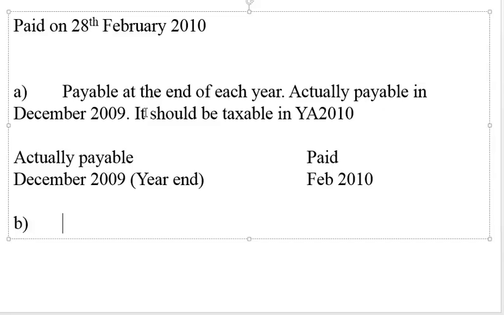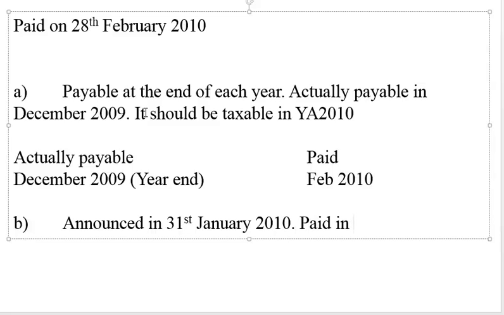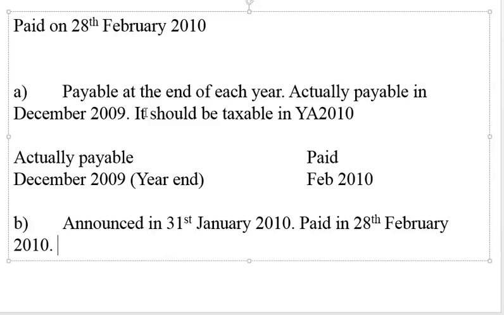What about the second one? The second one says announced. It was announced on 31st January 2010, paid in Feb. Paid in the same year, so it will not make any difference. Now when will it be taxable? It will be taxable in year of assessment 2011.